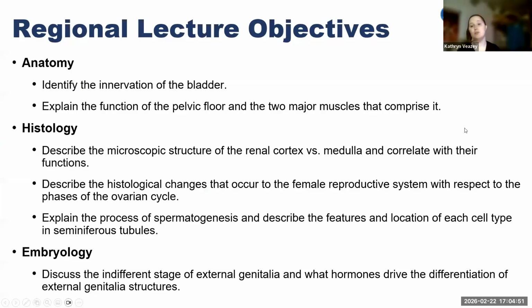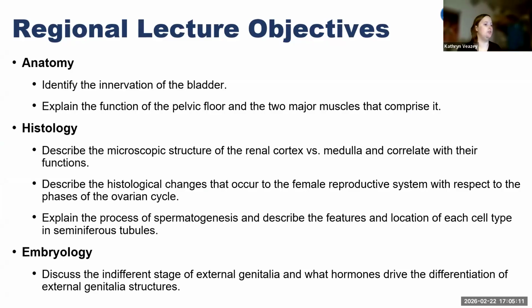Without further ado, let's talk a little bit about the urinary and the reproductive systems. So starting off, we have several objectives we're going to be covering today. We're going to start off with the bladder, talking about the way that it is innervated. We're going to move on to the pelvic floor muscles, their components and their main functions. We're going to go into just a little bit of histology, talking about the regions of the kidney, differentiating cortex versus medulla, and their structure-function relationships.